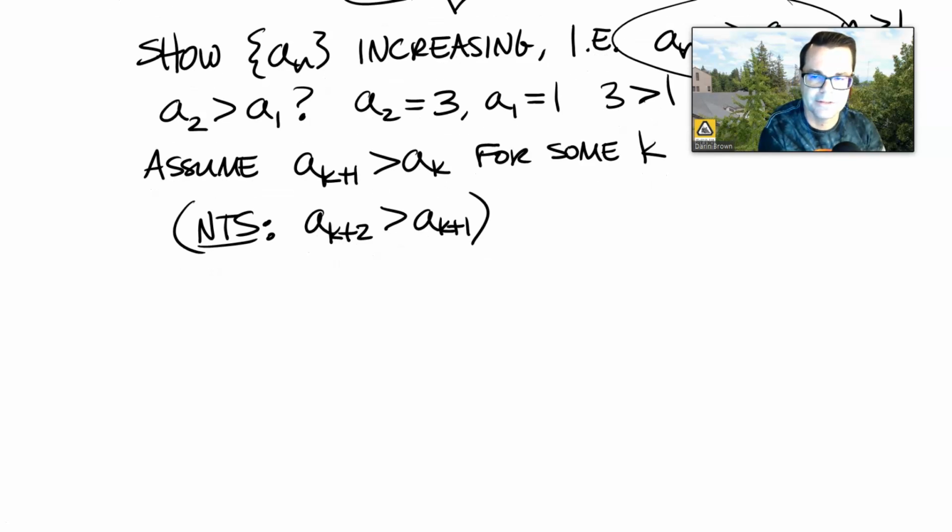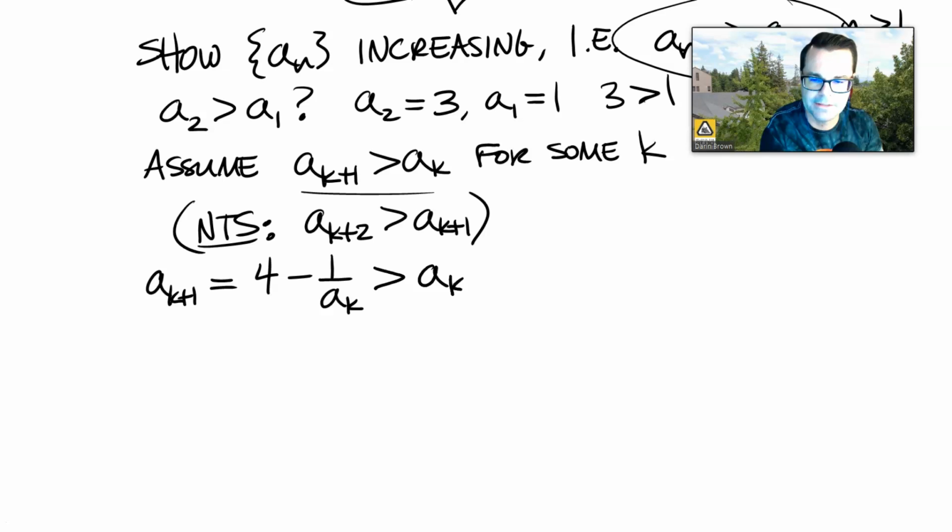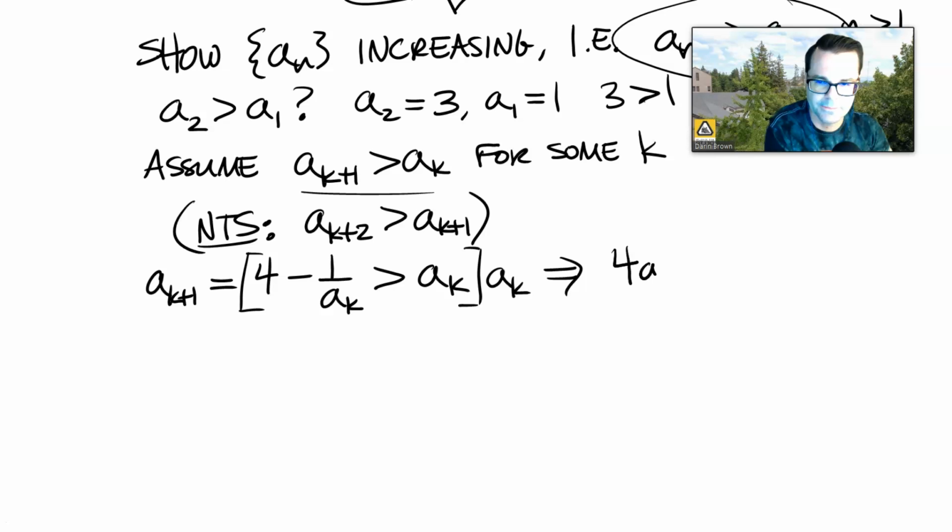What does this inequality say? Well, since a sub k plus 1 is equal to 4 minus 1 over a sub k, if this is bigger than a sub k, then what this means is, if I multiply this through by a sub k, I get 4 a sub k minus 1 is bigger than a sub k squared.